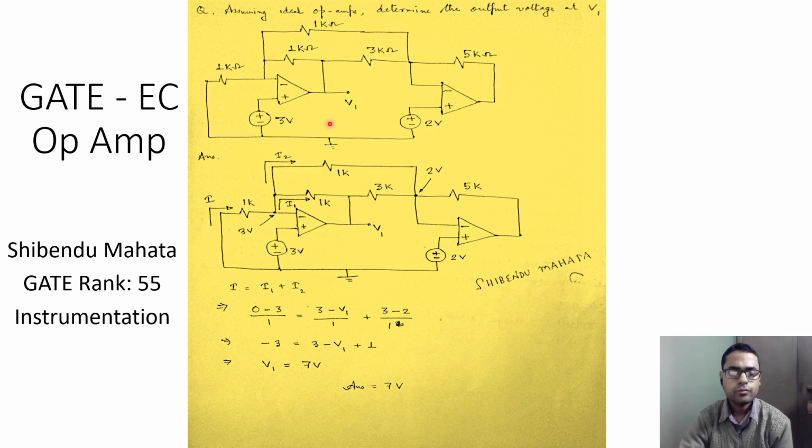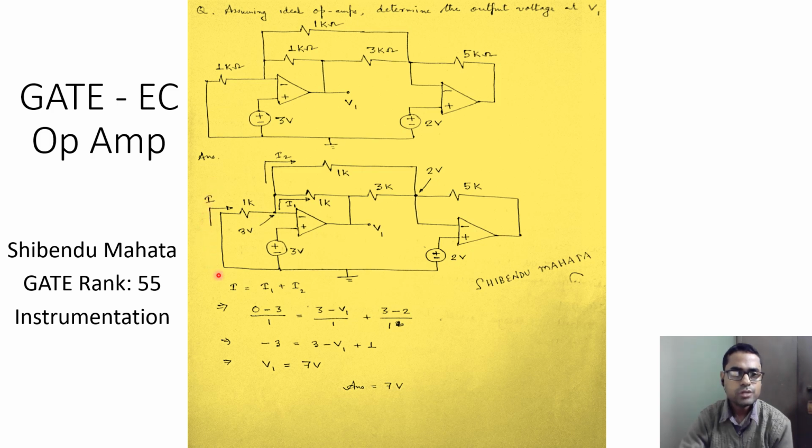And what we have understood so far from our concept of ideal op amp is that the principle of virtual short will hold true, and therefore if the voltage at this non-inverting input terminal is 3 volt, then the voltage at the inverting input terminal will also be 3 volt for this op amp. And for the second op amp, if the voltage at this node is equal to 2 volt, then the voltage at this node will also be equal to 2 volt. So this simply follows from the rule of virtual short.